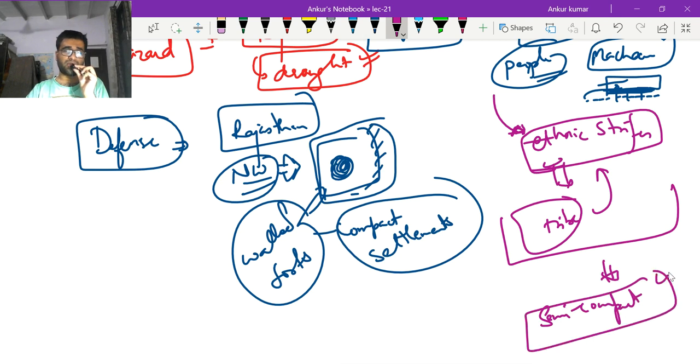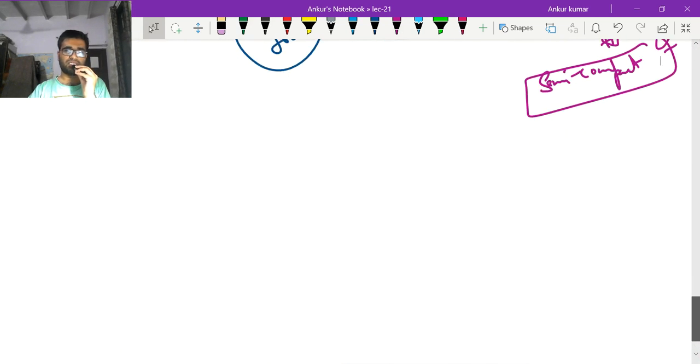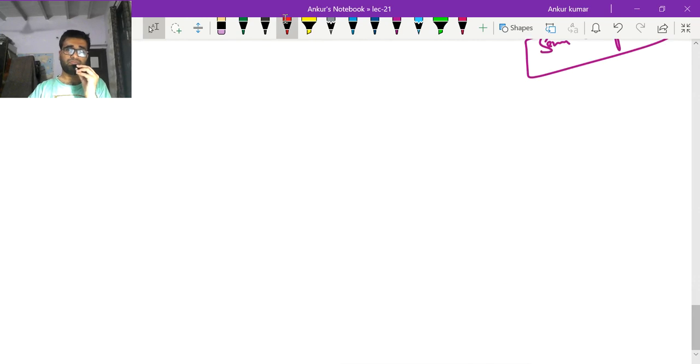So a number of different regions we discussed in the northeast as well as the northwest, and what different factors were operating. In one region the compact settlements evolved, in another region semi-compact or dispersed settlements evolved. So these were the main factors that we discussed for the evolution of the settlements, whether it is water, building material, climate, hazard, defense, etc. So these were the factors that led to the evolution of different types of settlement.